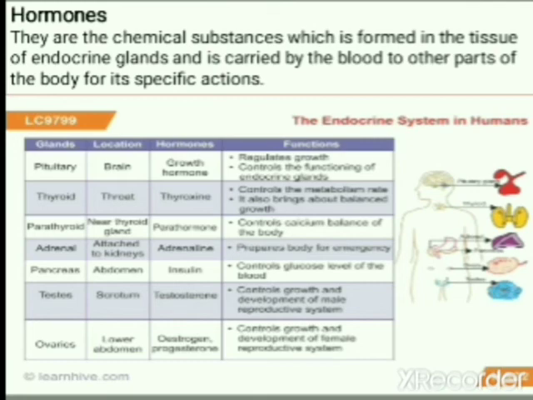Next is the testes. They are located in the scrotum, and the hormone they secrete is testosterone. It controls growth and development of the male reproductive system. And the last is the ovaries, which are located in the lower abdomen. They secrete estrogen and progesterone. They control growth and development of the female reproductive system. So these are the various hormones and their functions. Kindly go to the PPT and listen.